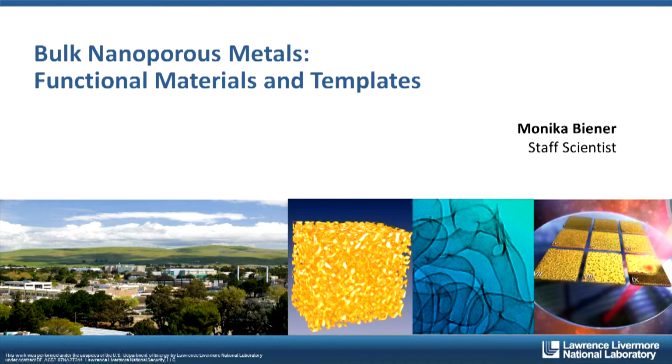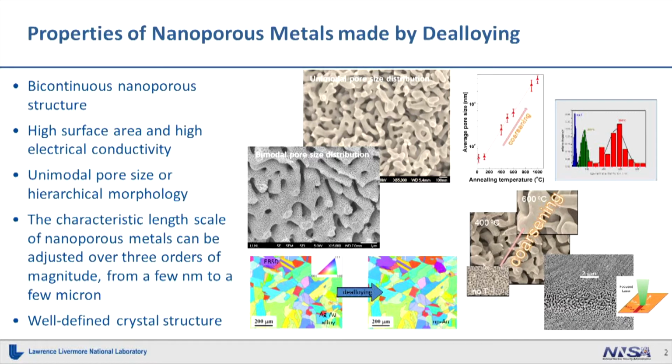I work at the Lawrence Livermore National Lab, and today I would like to talk about bulk nanoporous metals and their use as functional materials and templates. Nanoporous metals made from dealloying have some remarkable properties. These properties are consequences of their bicontinuous nanoporous structure of interconnected pores and ligaments.